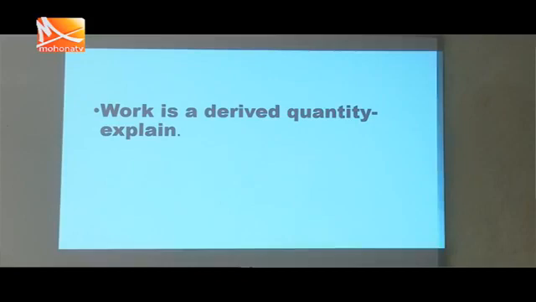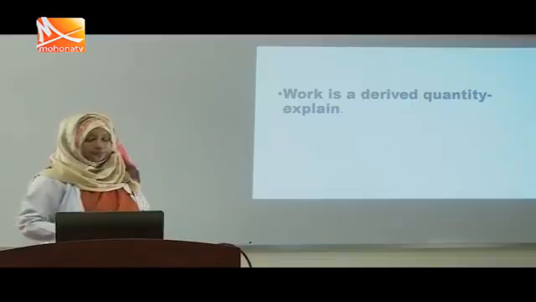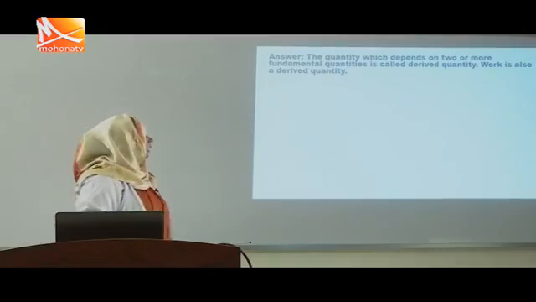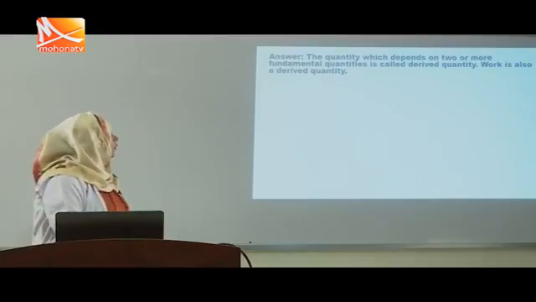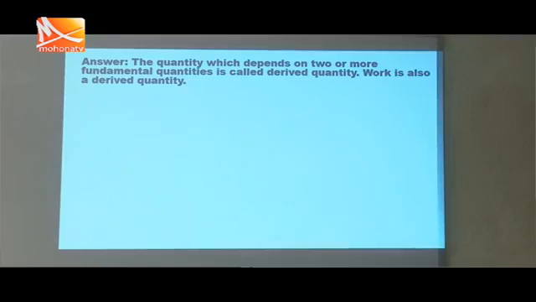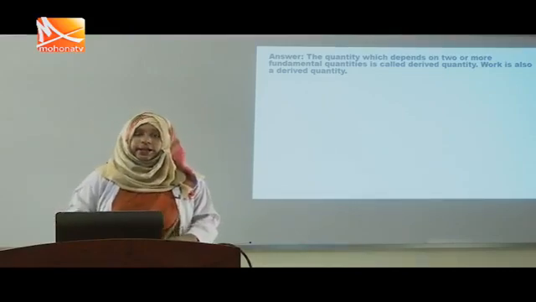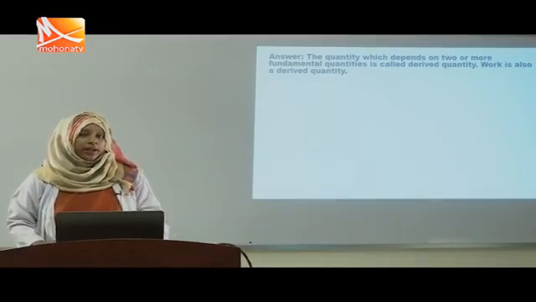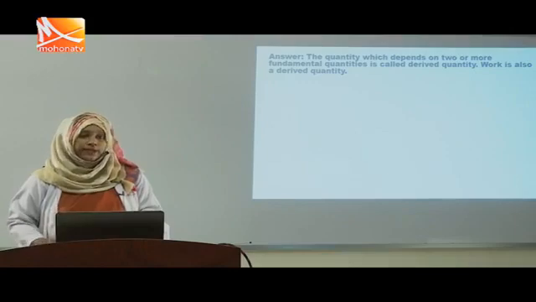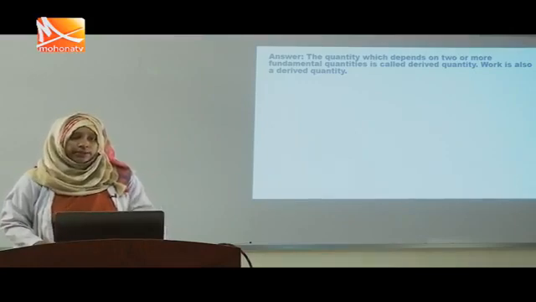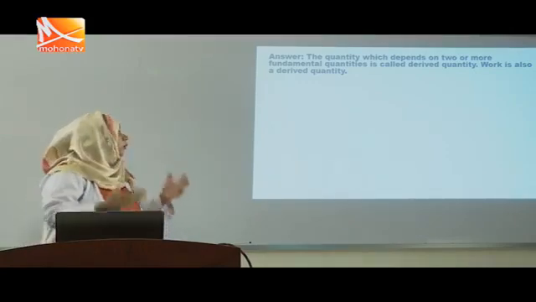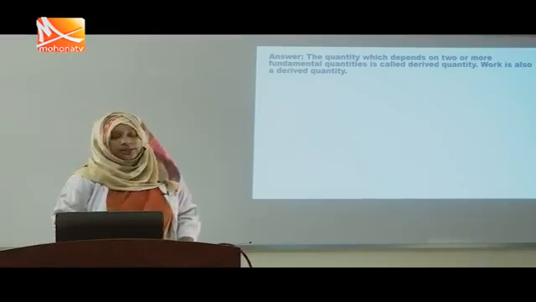Now an important question. Work is a derived quantity, explain. What is a derived quantity? The quantity which depends on 2 or more fundamental quantities is called a derived quantity. Work is also a derived quantity. There are 7 fundamental quantities. In chapter 1, you have studied and learned that we have 7 fundamental quantities. The quantity which depends on 2 or more fundamental quantities is called a derived quantity.